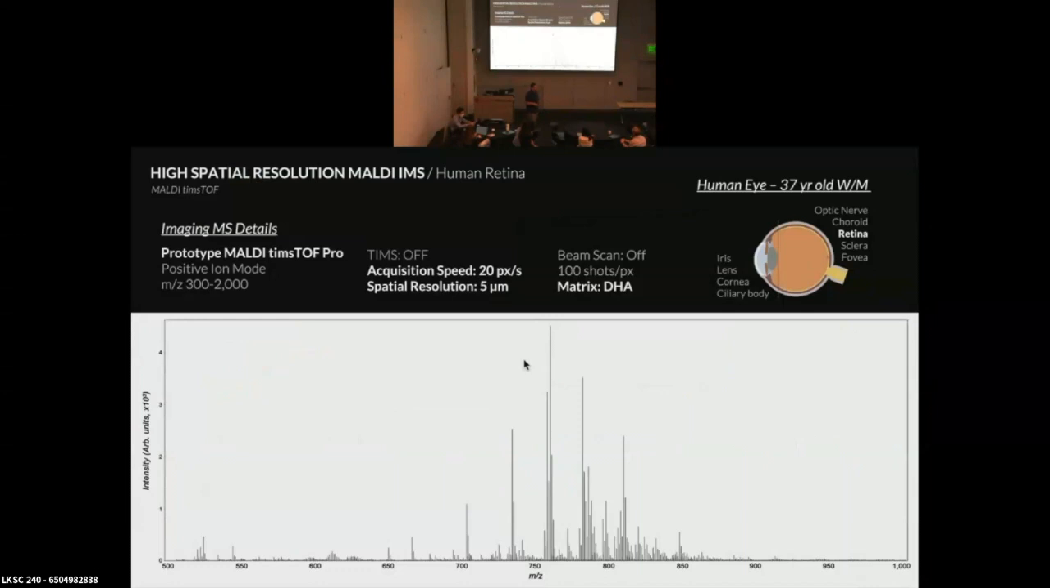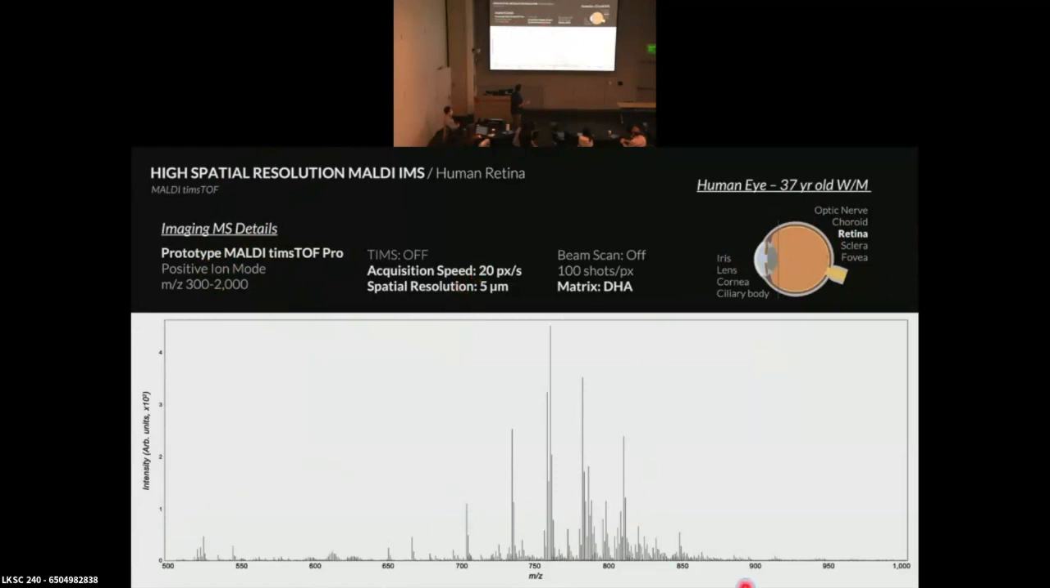So an example. So this is some work. All the data you're going to see today is part of the Human Biomolecular Atlas program, or HuBMAP. This is our work with the human eye. And so this data set is from a 37-year-old donor. This is the retina of the human eye. And it's collected on this timsTOF Pro in positive ion mode. You can run it in either polarity to look at different kinds of molecules. And this is a 5 micron imaging data set.